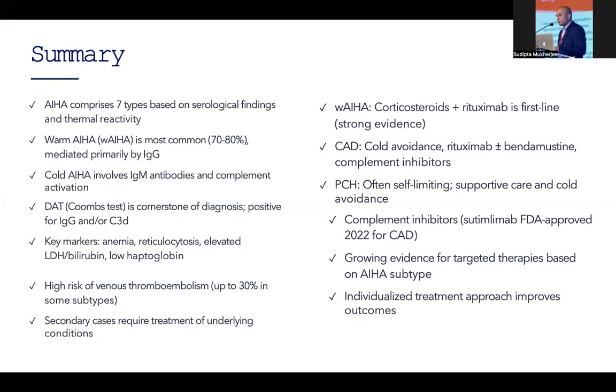Key markers are anemia, reticulocytosis, elevated LDH and bilirubin, and low haptoglobin. High risk of venous thromboembolism. Need to search for secondary causes which trigger this autoimmune hemolytic anemia. In terms of treatment, warm variety: corticosteroid and rituximab. Cold variety: avoid cold, along with rituximab and bendamustine, complement inhibitors.